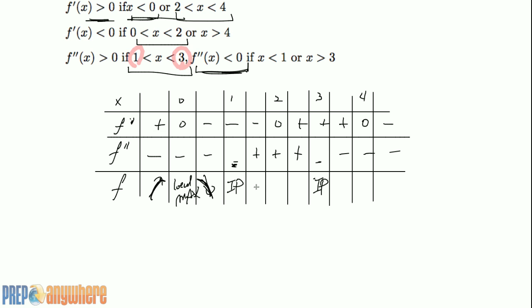Here it's going down and concaving up, right? It's going down and concaving up. Here it's going up and it's concaving up. So this is definitely a local minimum. Here it's going up but concaving down like this, and down and down. So this is another local maximum.